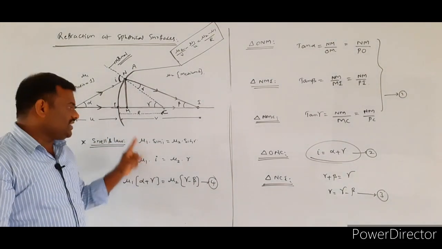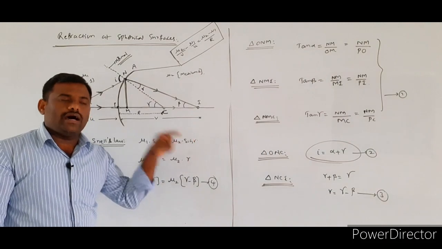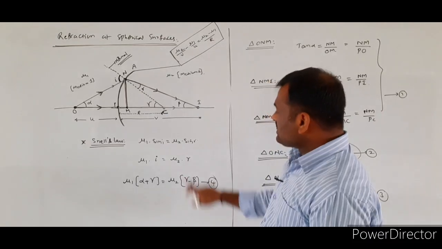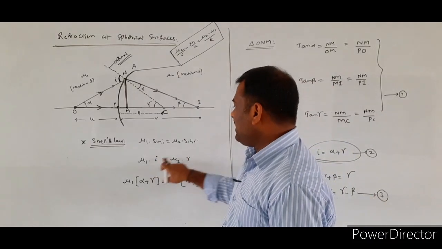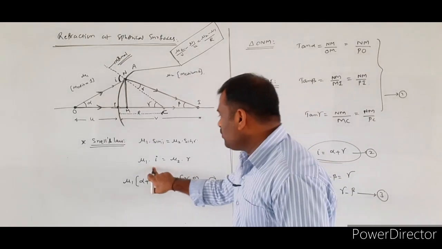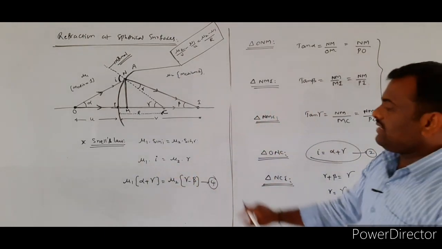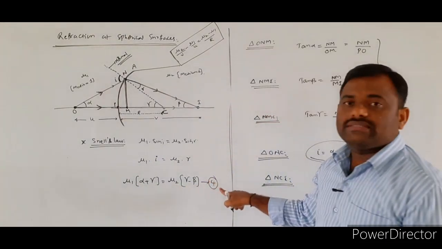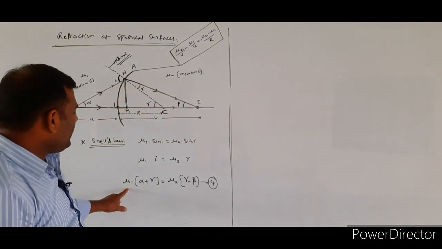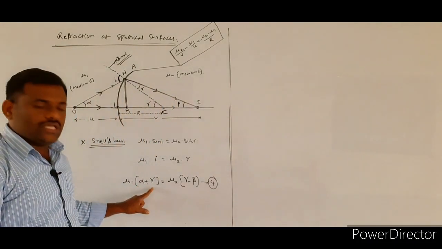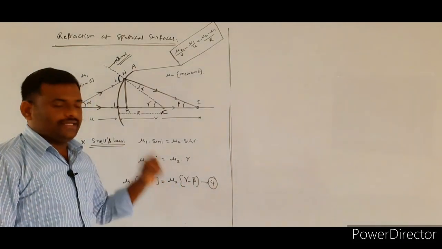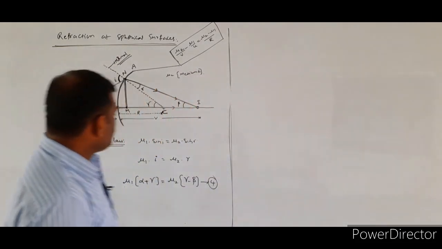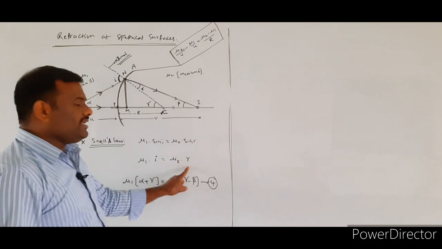According to Snell's law of refraction, mu1 sin I is equal to mu2 sin R. What we assumed here is that all the angles are small angles, so sin I can be written as I and sin R can be written as R. We substituted the I and R values, so mu1 into alpha plus gamma is equal to mu2 into gamma minus beta. Already we assumed the angles are small, so sin I is equal to I and sin R is equal to R.